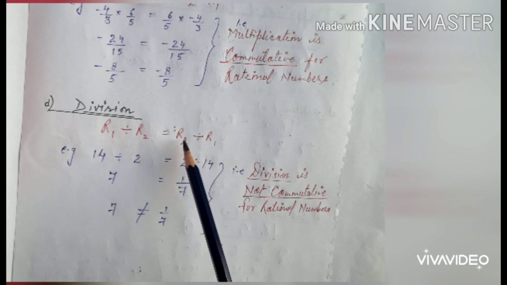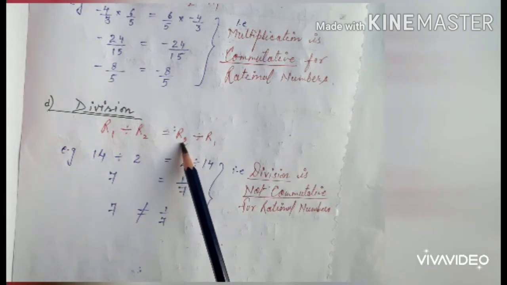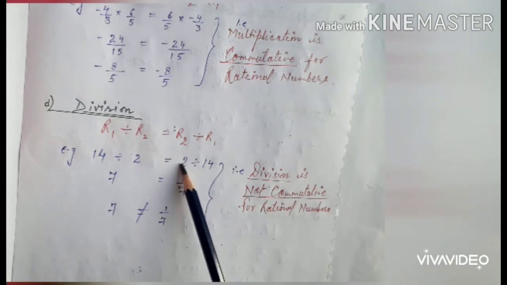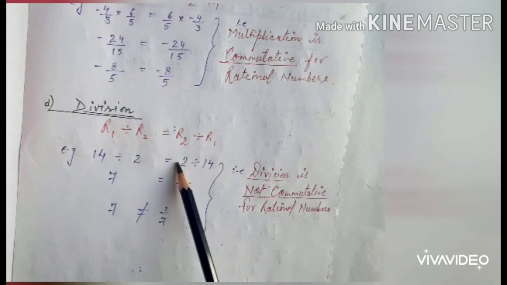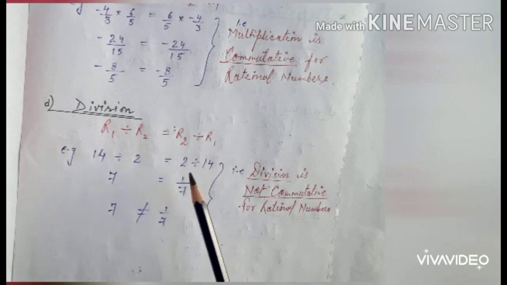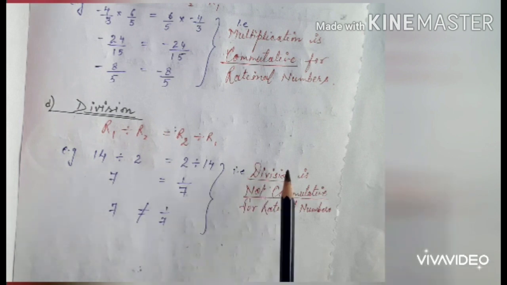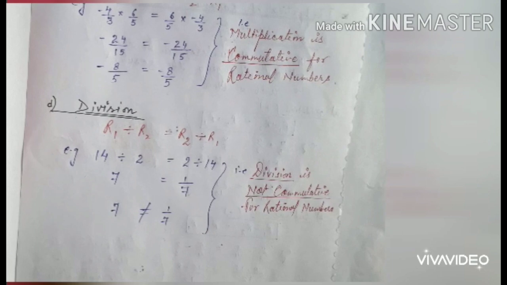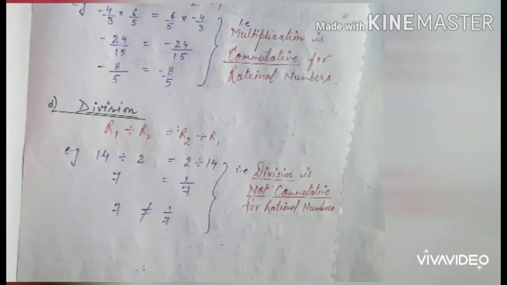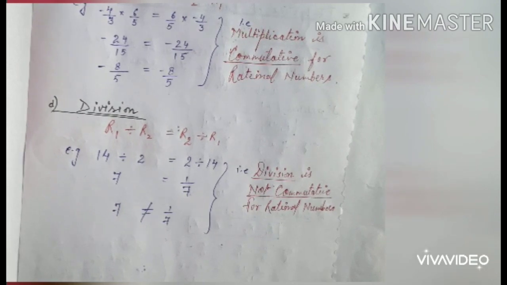And when we change the order, suppose R2, the second rational number, is 2 and rational number 1 is 14. When we divide 2 by 14, we get 1 upon 7, not 7. So you can see that 7 is not equal to 1 upon 7. That means division is not commutative for rational numbers. So only two operations, addition and multiplication, hold the commutative law.